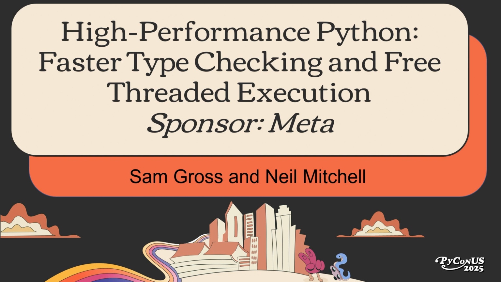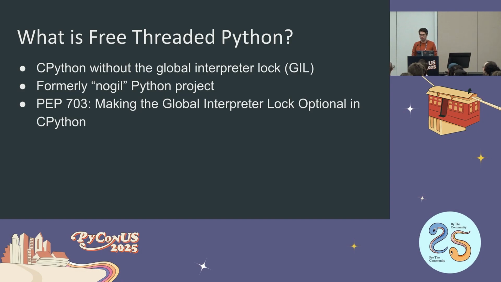Free-threaded Python is an experimental build of CPython that allows multiple threads to interact with the Python interpreter in parallel. This effort was formerly called the No-GIL project, but when Python Steering Council accepted PEP 703, the Python enhancement proposal for this change, the name was changed to free threading.